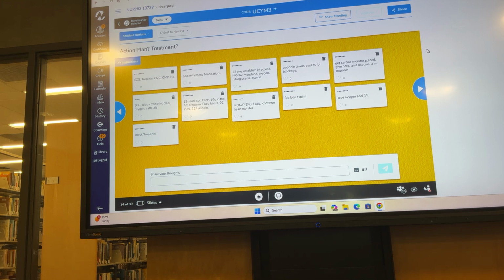So we know that he's having cardiac ischemia. We need to figure out what's going on. Our action plan is that we should be putting an IV in him and hooking him up diagnostically to a 12 lead. 12 lead is so important to look at what's going on in the heart.